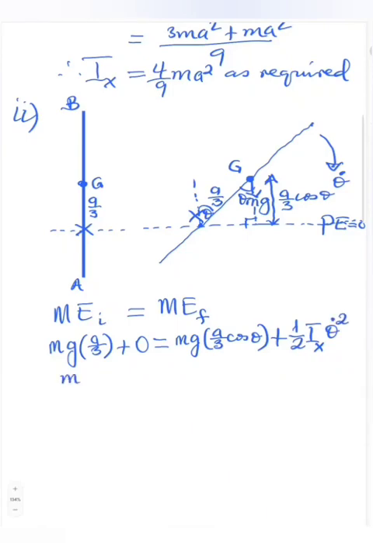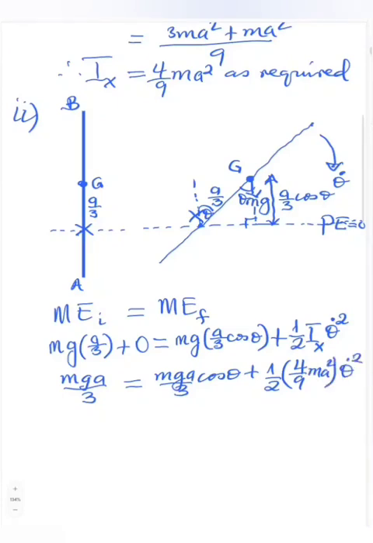So we get mga over 3 equals mga over 3 cos theta plus half into the moment of inertia about x, which we got from proving the first part, that it is 4 over 9 ma squared, times the square of the angular speed. And in all the terms we can see that m and a are common, so I would cancel ma from all the terms.